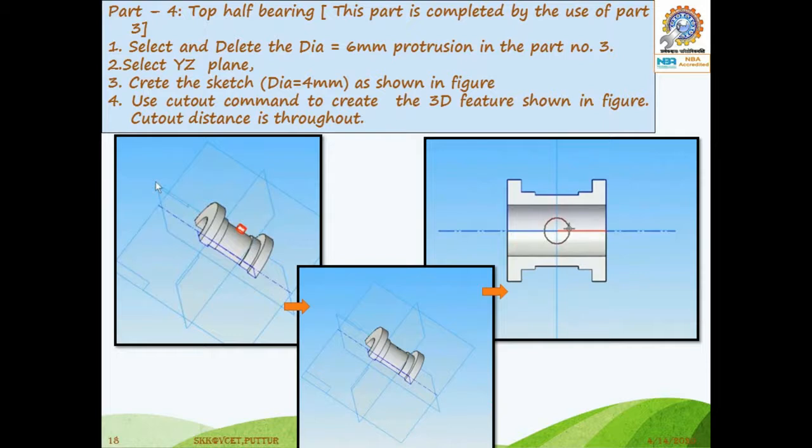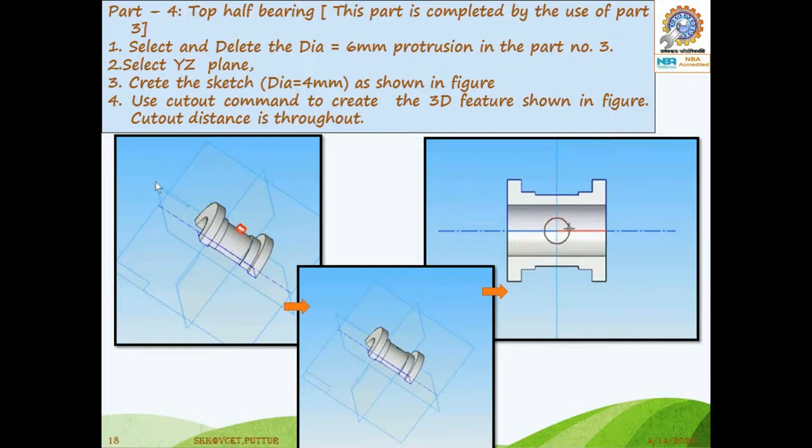Coming to part number 4, the top half bearing. This part you can complete with the help of part number 3 only. To create this one, first delete the dia 6 mm protrusion part. The dia 6 mm, height 22.5 part you have to delete. After that, select the bottom surface of the part or the XZ plane.